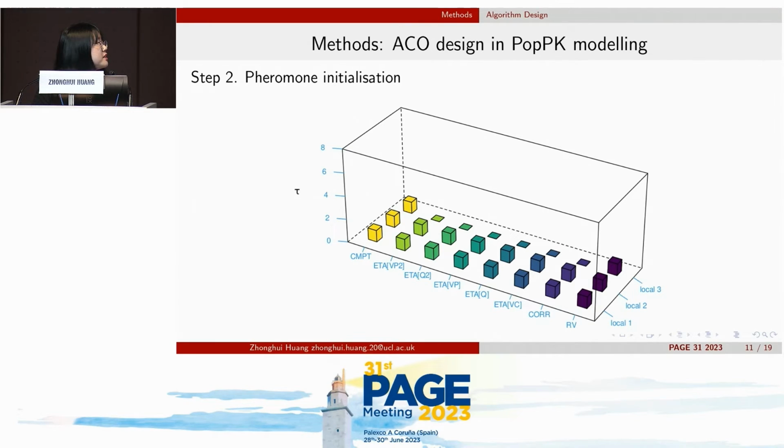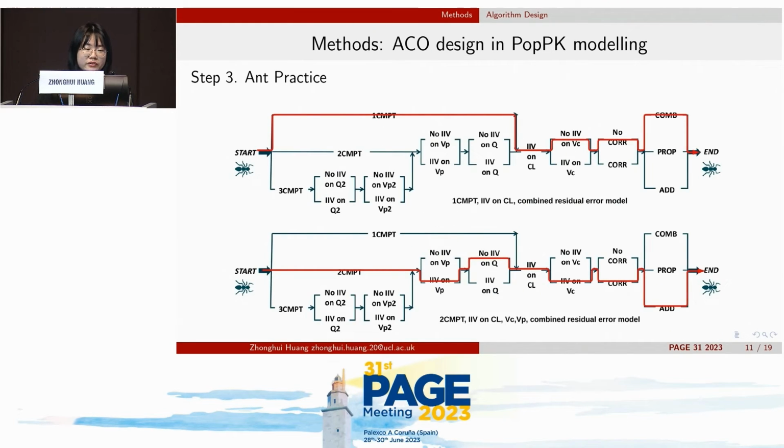As you can see here, each model component shares the same pheromone content, which means at the beginning they share the same probability to be selected. Then the traveling starts, and I want to conduct the practice. I show 2 diagrams here, which represent the 1 compartment model and the 2 compartment model.